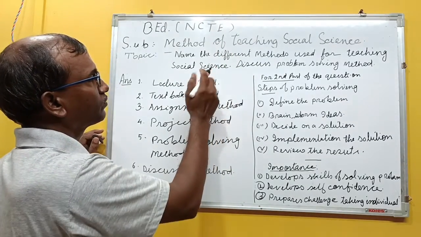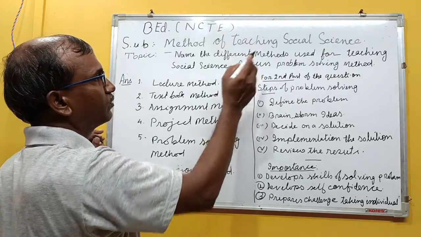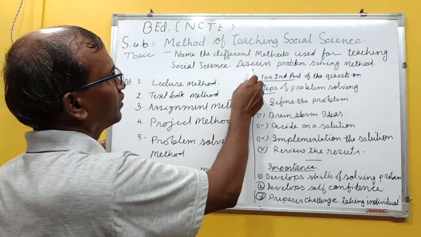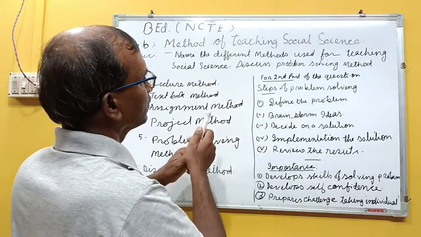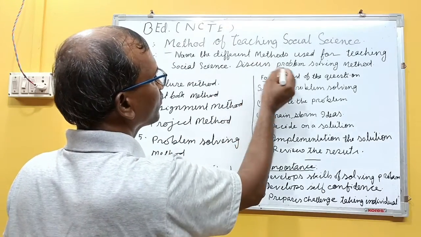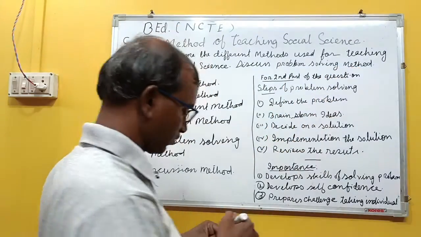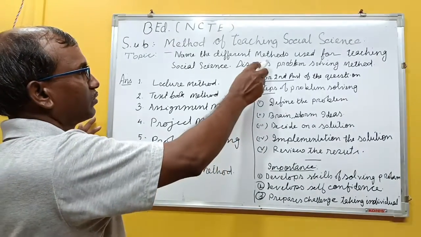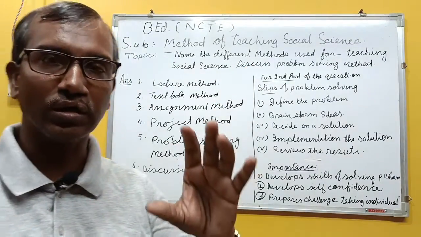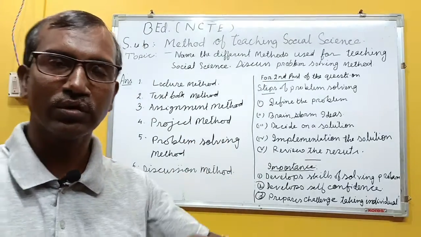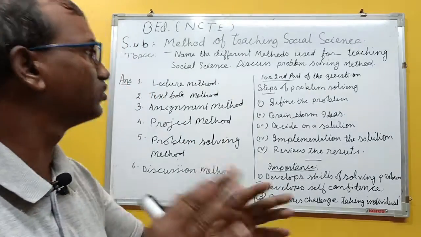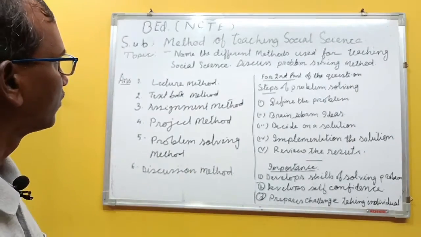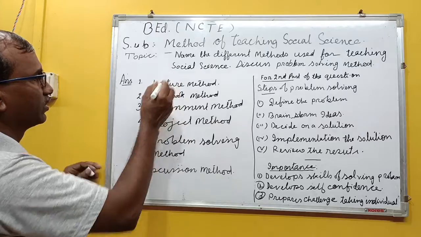In the first part of the question, different methods used in teaching social science. And in the second part, discuss the problem solving method. That means problem solving method is one of the methods of teaching social science, and we will discuss that method in short form. So now let us turn to the main topic directly.